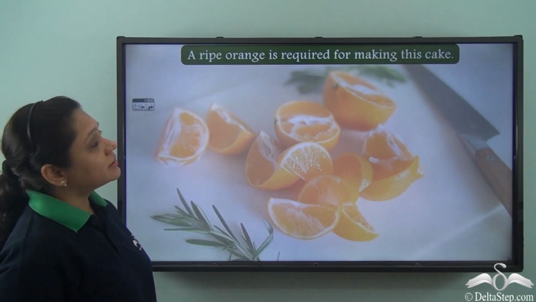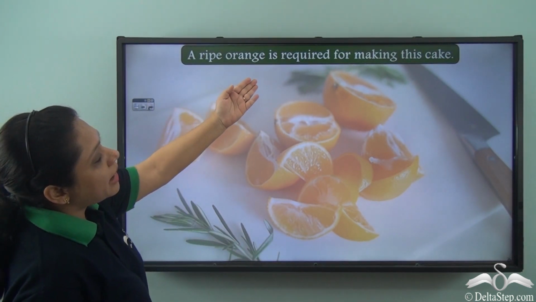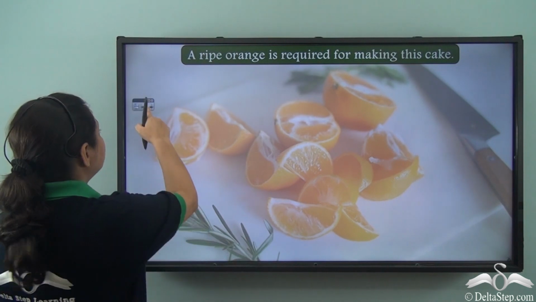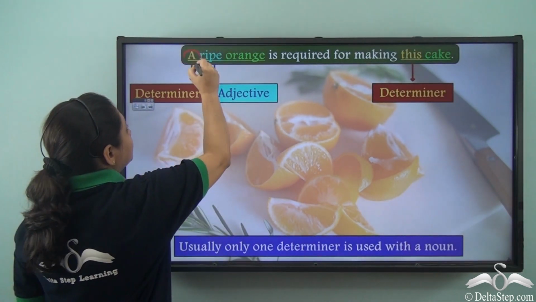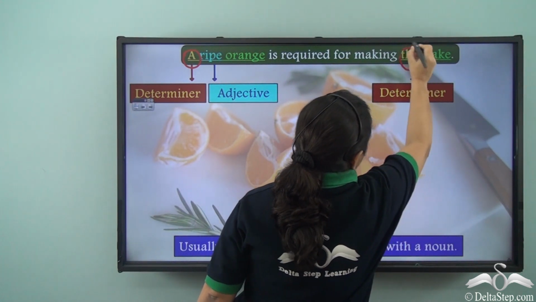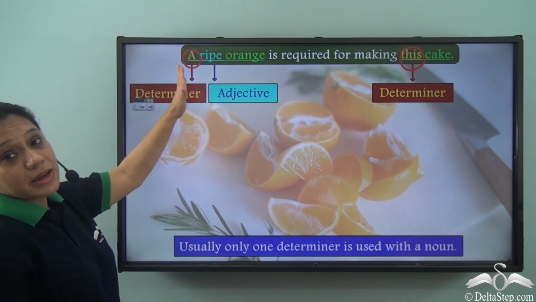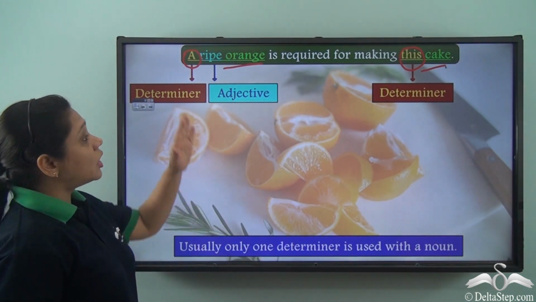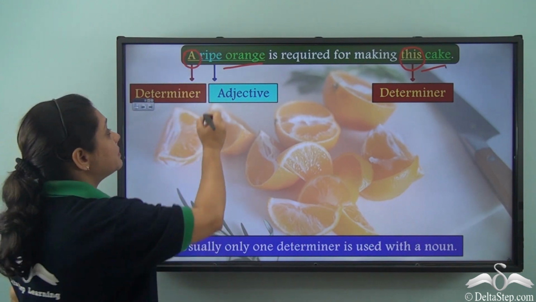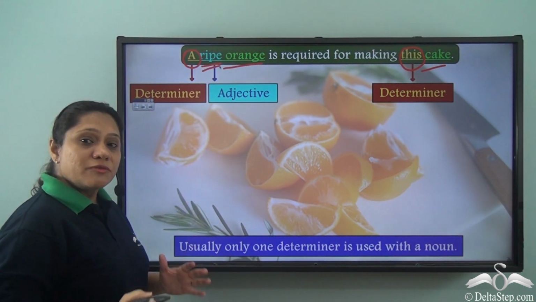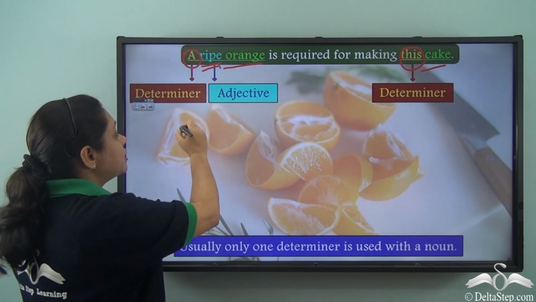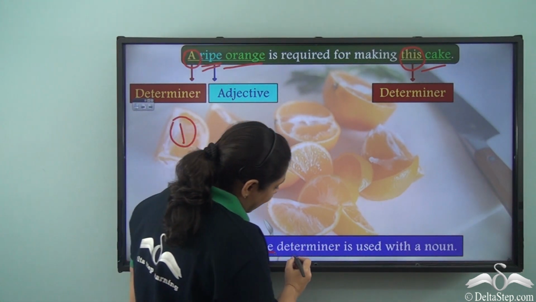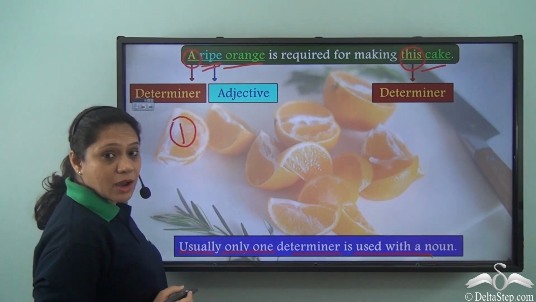Now let us read this sentence. A ripe orange is required for making this cake. Let us identify the determiners in this sentence. So this sentence has a and this as the determiners. A is specifying the noun orange and this is specifying the noun cake. Now you will see that a has been placed before the adjective ripe. So we see that with every noun we have used one determiner. So we can say that usually only one determiner is used with a noun.